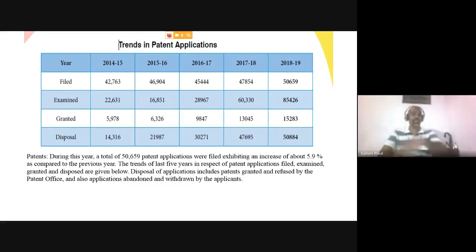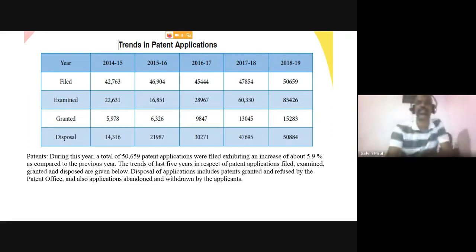And 85,000 means previous applications also, including 426, have been examined, but granted only 15,283. And if you look at this disposal, it includes applications where the patent was granted, refused, and applications abandoned or withdrawn by the applicants. These are the current figures in 2018-19.